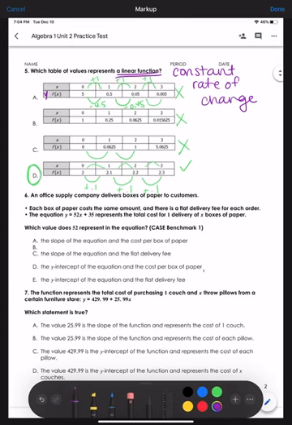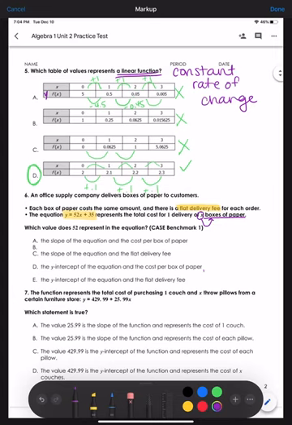All right, number 6 says, an office supply company delivers boxes of paper to customers. Each box of paper costs the same amount, and there is a flat delivery fee for each order. Flat delivery fee, what that means is, doesn't matter how much paper you're buying, you're going to pay for this delivery fee. It also says the equation, let me highlight this, y equals 52x plus 35 represents the total cost for one delivery of X boxes. So X is boxes of paper. We want to keep that in mind as we look ahead.